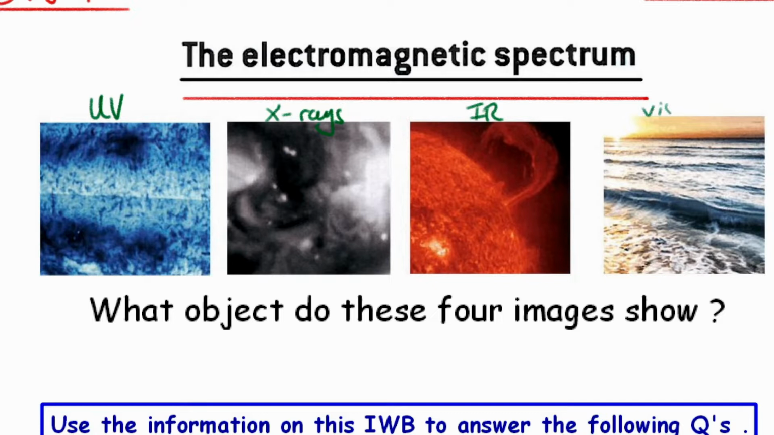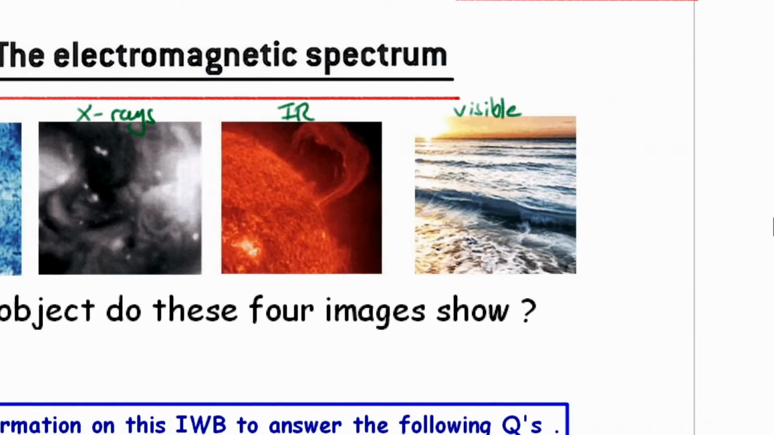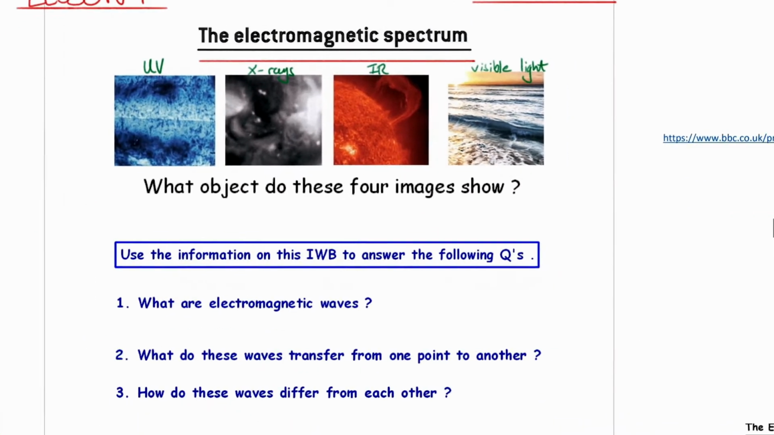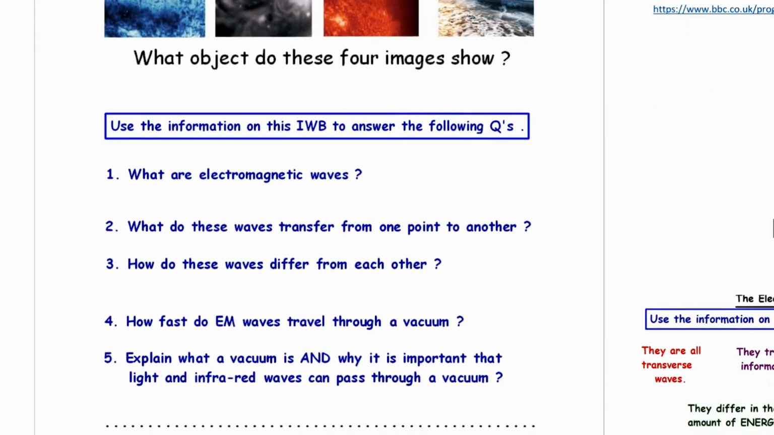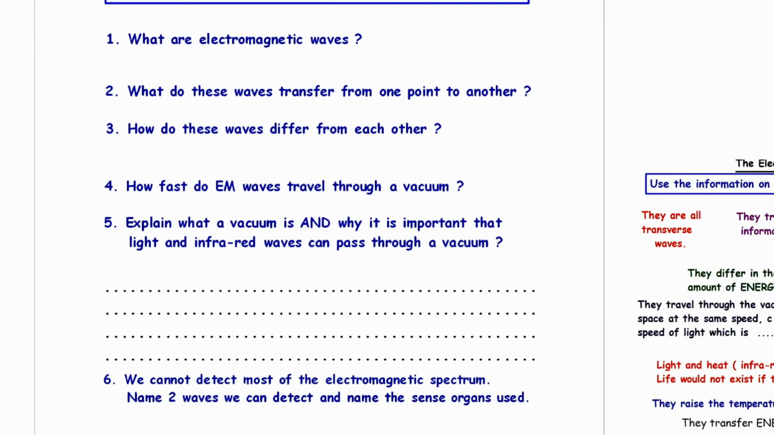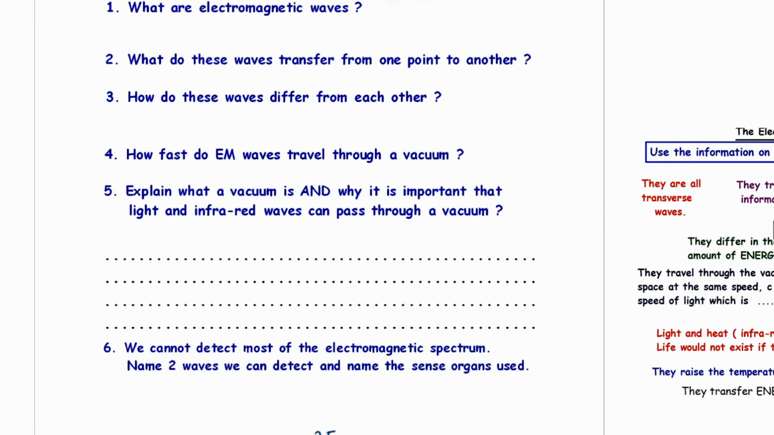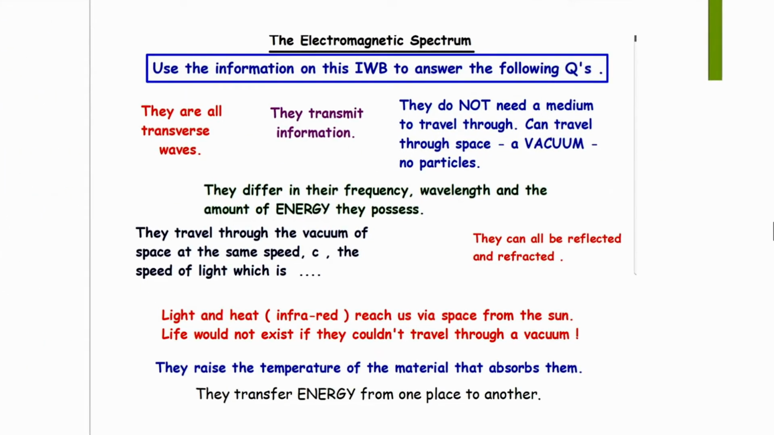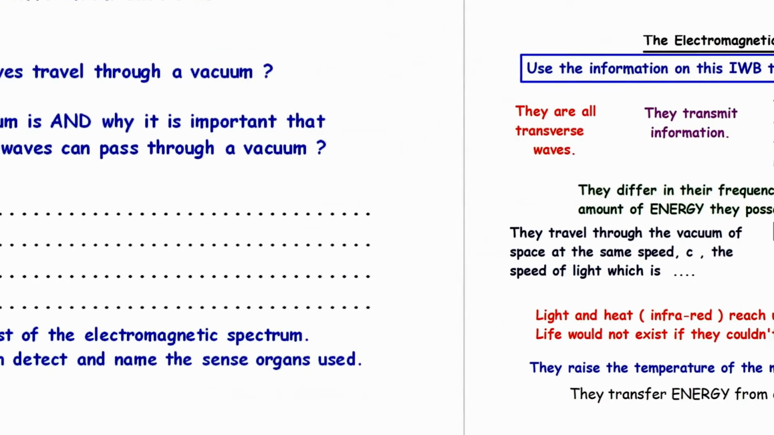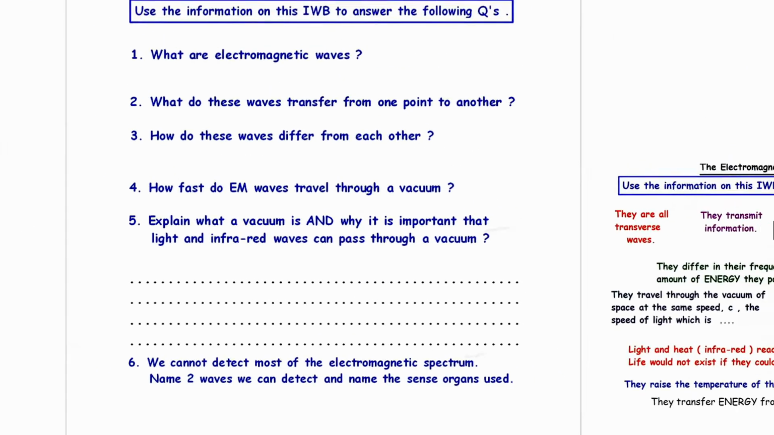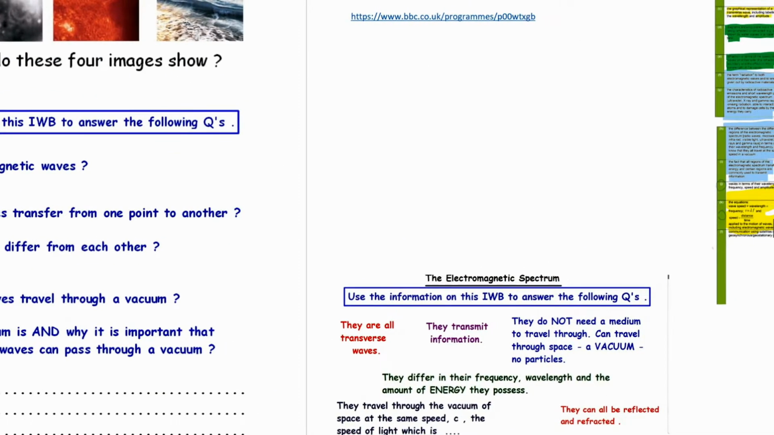Now there's 7 different parts of the electromagnetic spectrum, and you're going to use information to answer those 6 questions in a moment. I'm just going to hold that up on the screen, and you're going to use that information to answer those questions. So before we do that, we're going to quickly look at the video. Once we've looked at the video, you're going to answer those 6 questions.